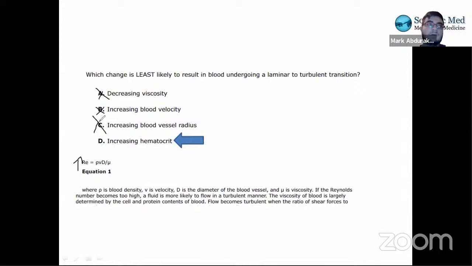Hematocrit, you kind of had to know it, but really you could do it by process of elimination. Hematocrit is a protein found in blood, right? And it says the viscosity of blood is largely determined by the cell and protein contents of blood. So increasing the hematocrit would increase the viscosity. And if viscosity is increased, the denominator gets bigger and the whole number gets smaller. So it would not increase the Reynolds number, which would not cause a laminar to turbulent transition. That's why D is right.